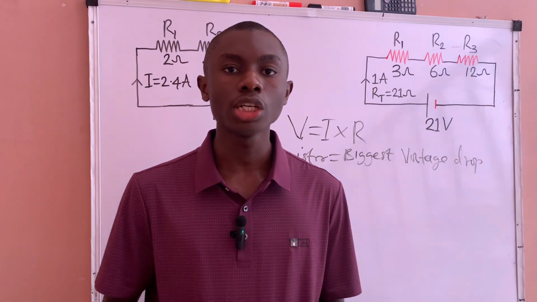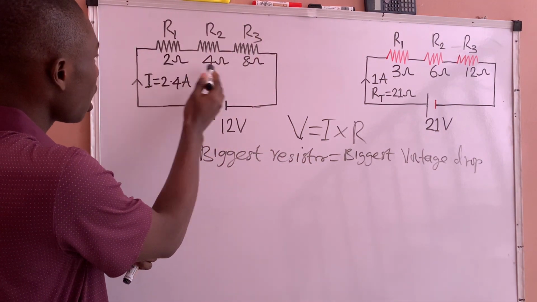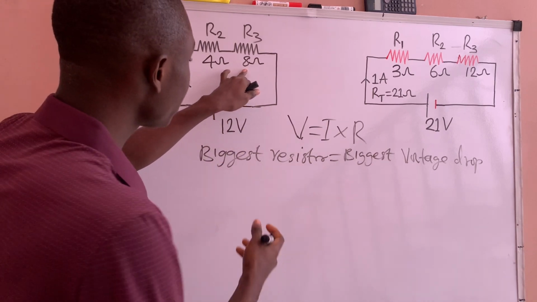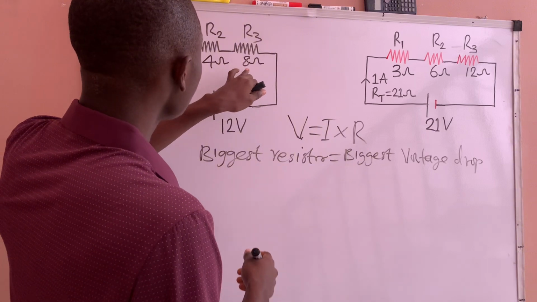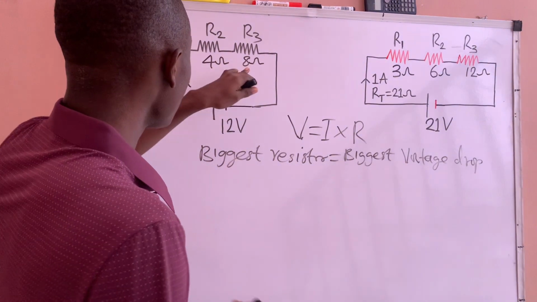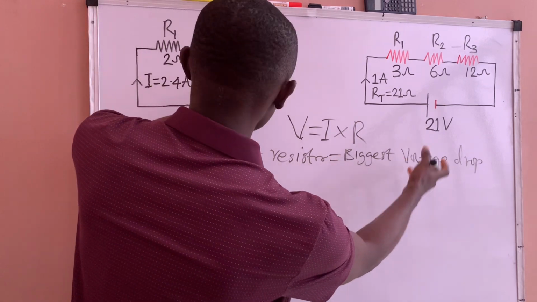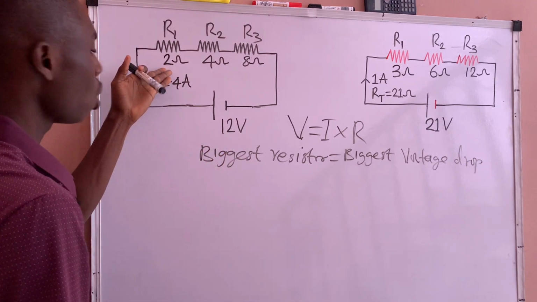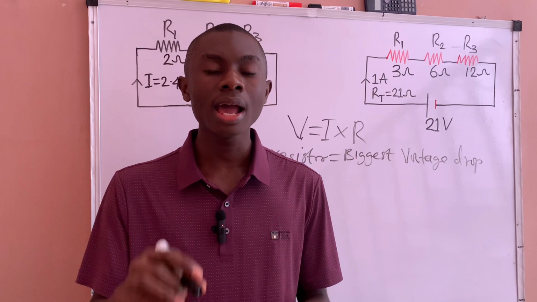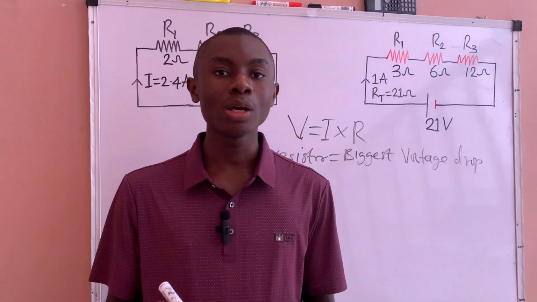Seeing this value of resistor is 2 ohms, here is 4 ohms, and here is 8 ohms, this 8 ohms is the biggest value of resistor here, so the voltage that will drop across this resistor will be bigger. The biggest value of resistor will drop the biggest voltage, while the smallest value of resistor will drop the smallest voltage. That is how you can instantly identify which resistor will drop the most voltage in a series circuit.